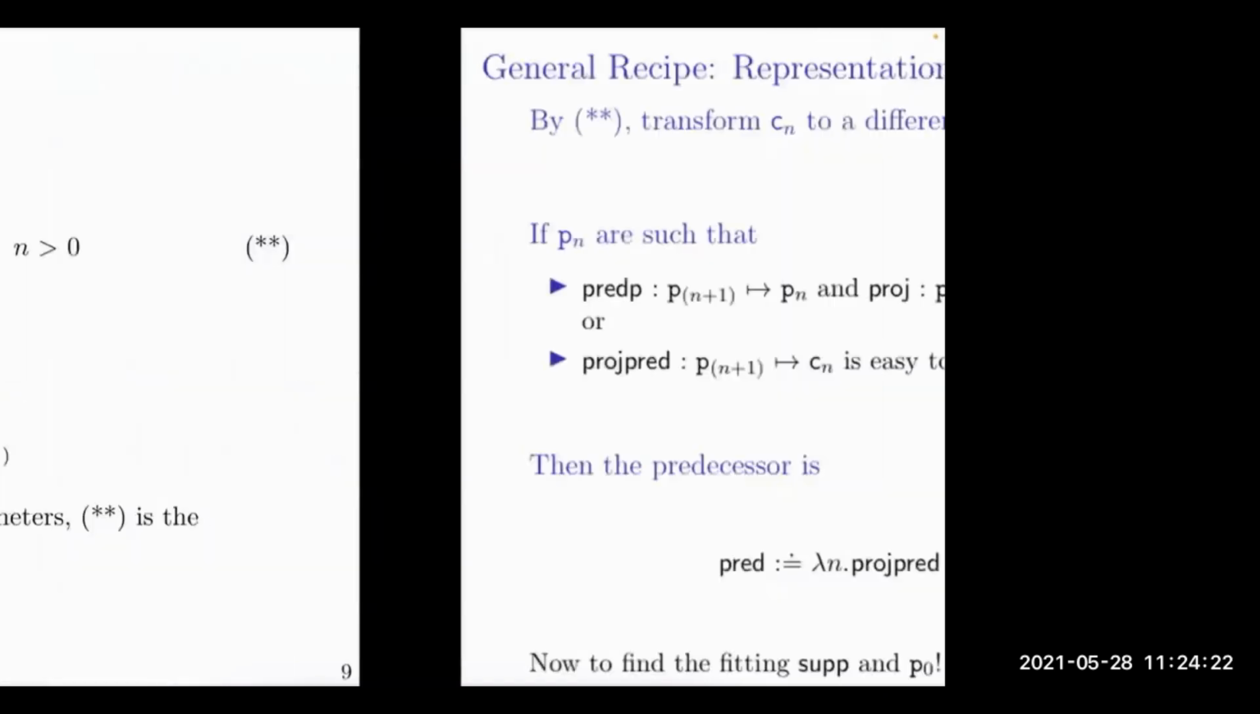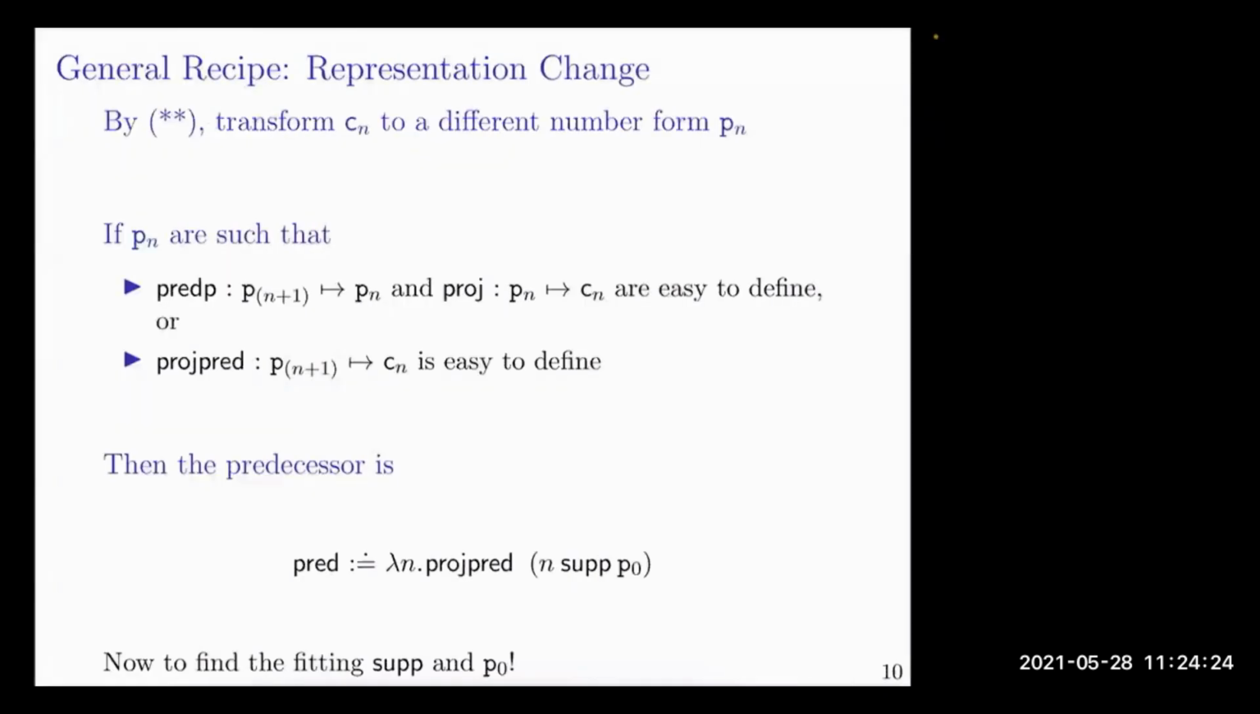Okay. So here is the general recipe. It's a representation change. The idea is that finding the predecessor in church numerals is difficult, so let's move to a different representation where it's easy. Remember that sup and P0 are parameters, so we can choose them as we wish, and so we can get the desired Pn.